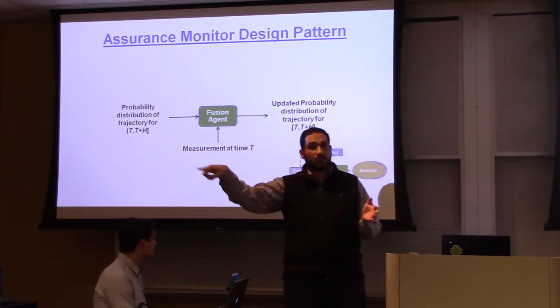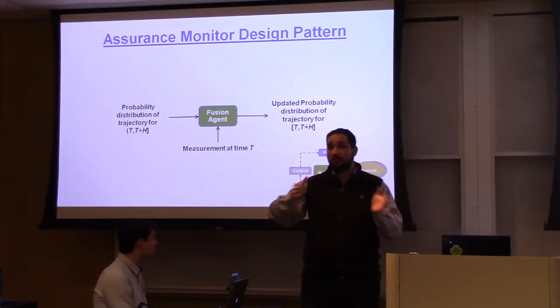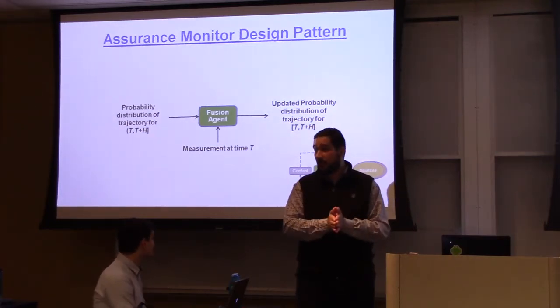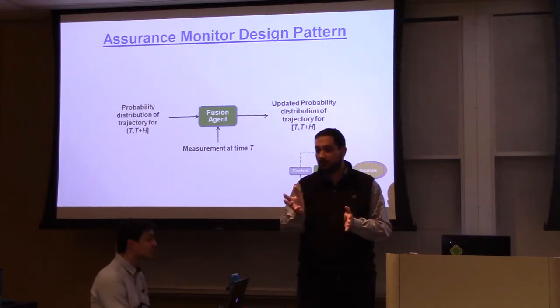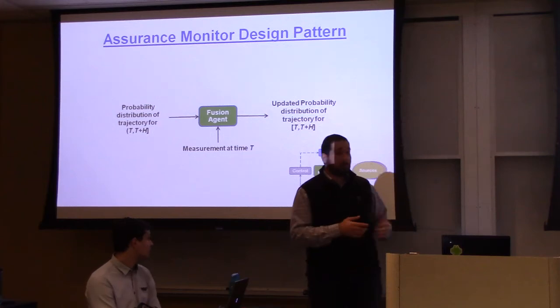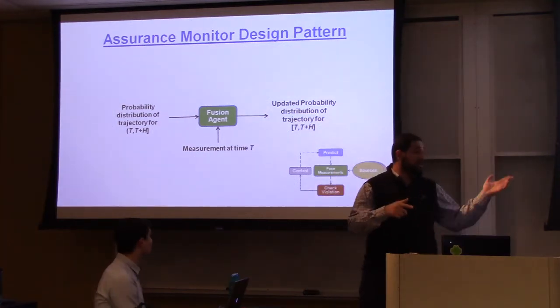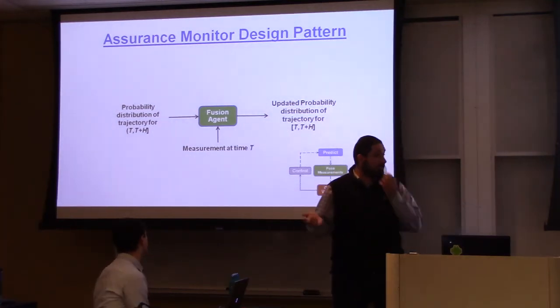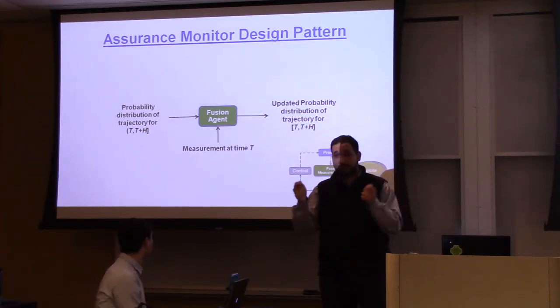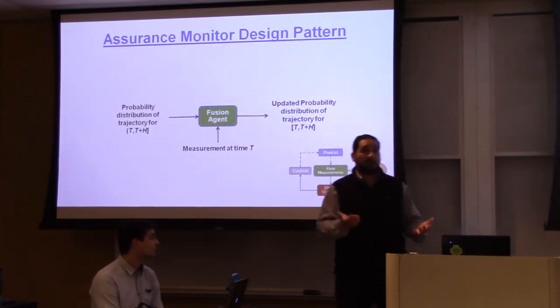So through time, that's why you have a distribution, because at every time unit, you have an estimation of the probability of the drone being in this location or not. That's why I have a probability distribution. And it's taking the measurement at time t from the sensors we have, and it updates the probability based on that. So it's fusing information from multiple sources and giving you an updated probability distribution.